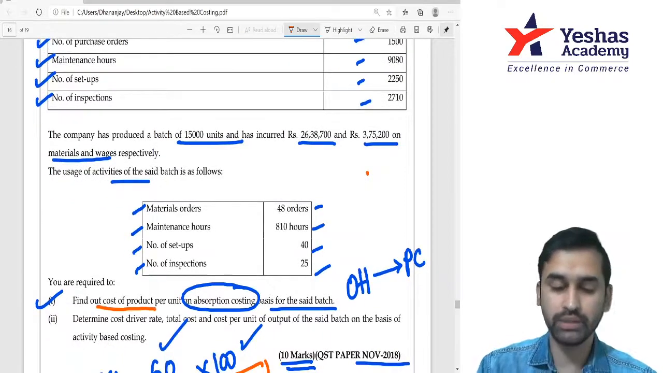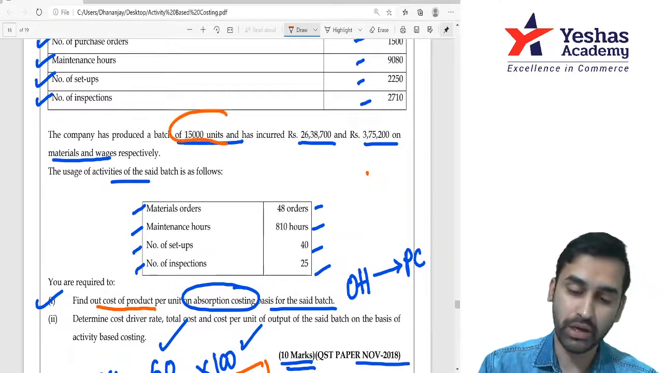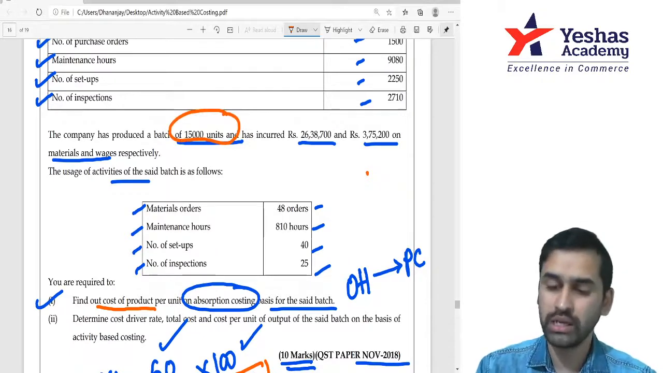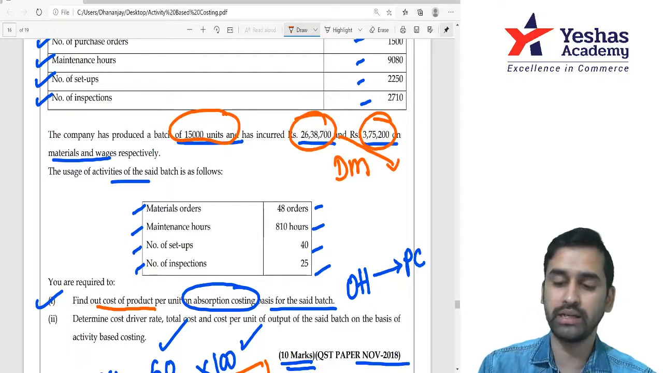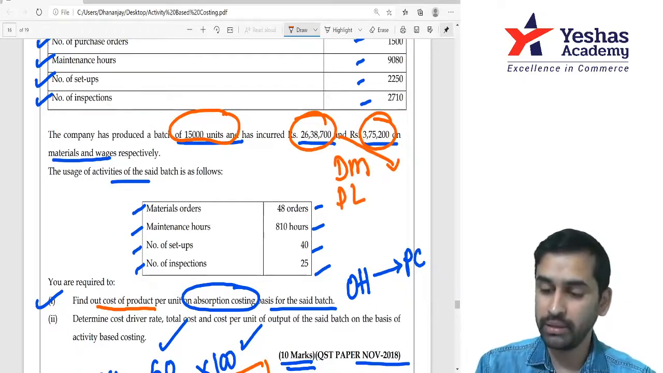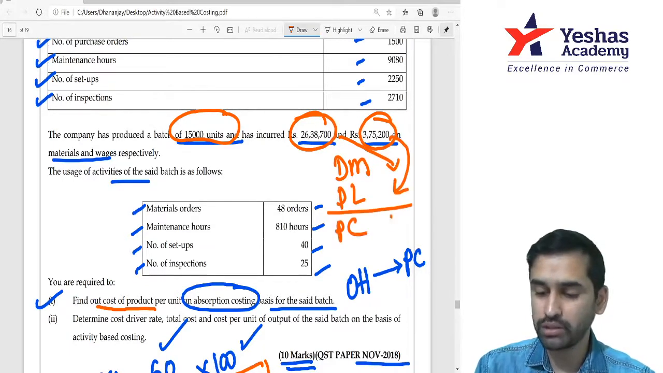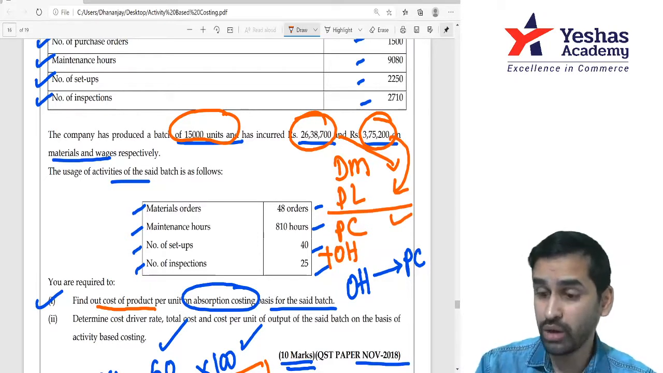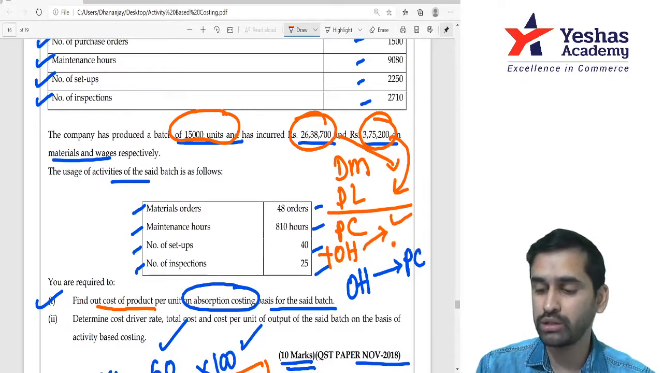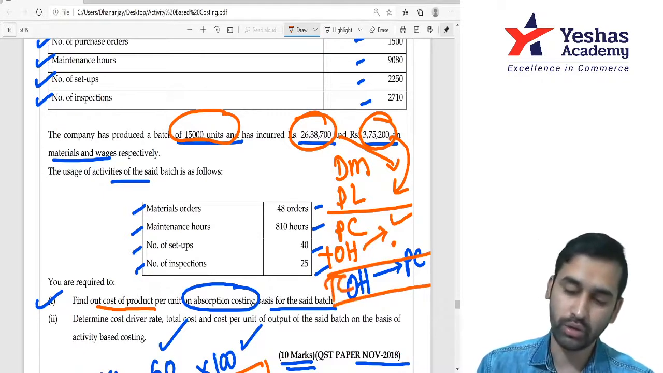Correct? And then you will have to find out the cost of this product. For this batch of 15,000 units, material given, labor given. If you take direct material 2,638,700 and direct labor this number, you will get prime cost. Now you need to add overhead. You have calculated the percentage already. Apply that percentage on prime cost. That will be the overhead. Prime cost plus overhead will be your total cost.